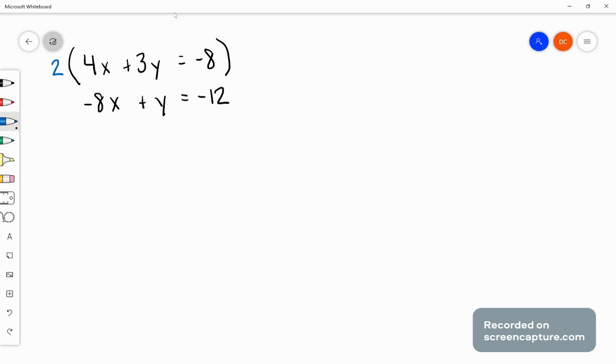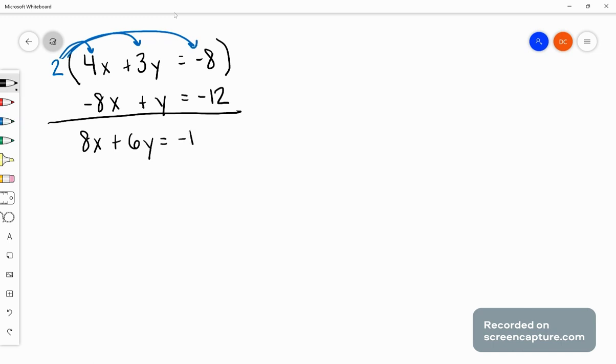So we're going to multiply by 2 this whole top equation. Okay, so 2 times 4x is 8x, plus 2 times 3y is 6y, equals 2 times negative 8. 2 times negative 8 is negative 16. And then this second equation is just going to stay exactly the same, right? Negative 8x plus y equals negative 12. Yes? Okay.